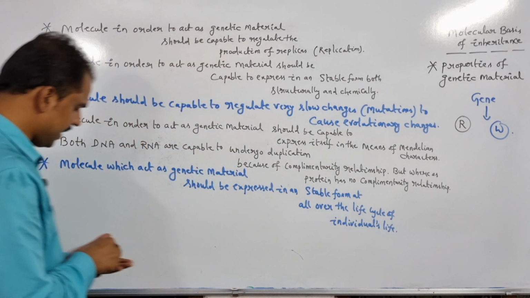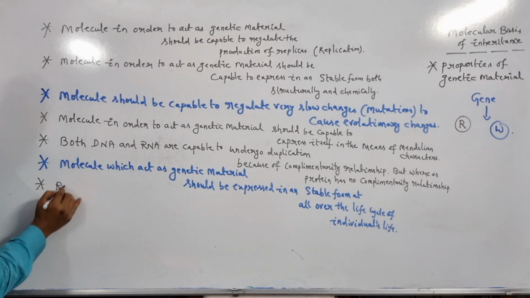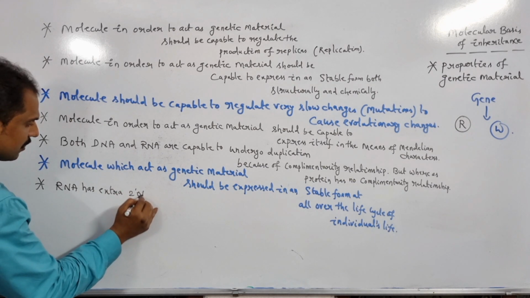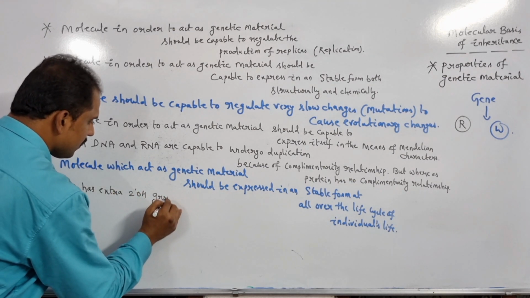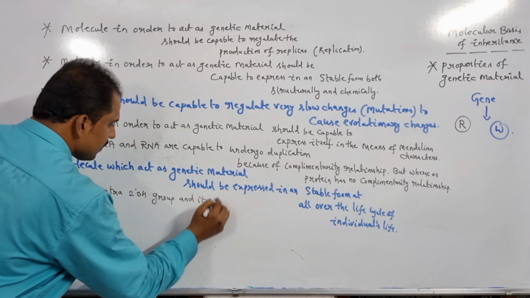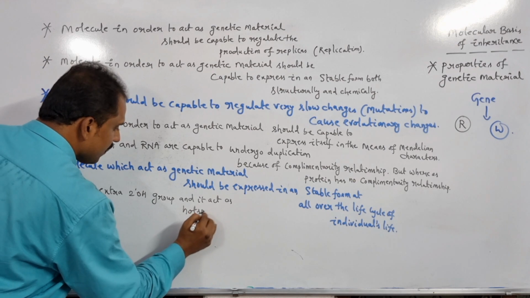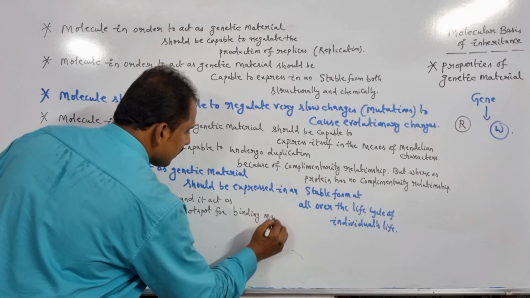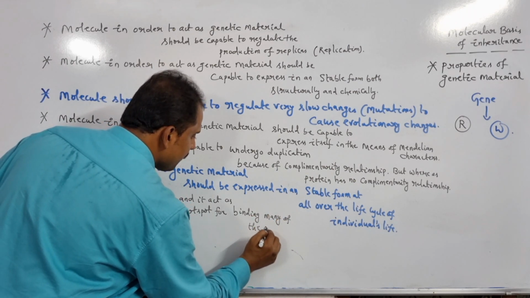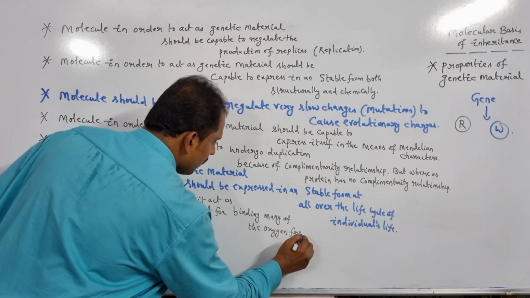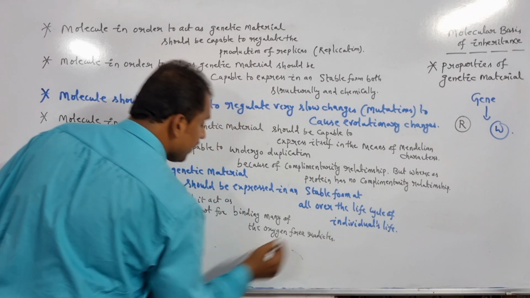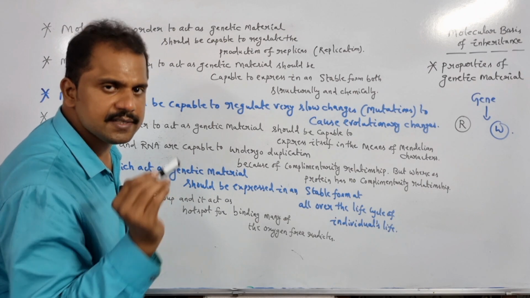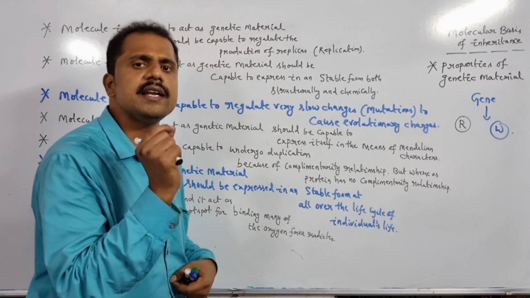Is it clear? So let me write it here. RNA has an extra hydroxyl group at the second position and it acts as a hotspot for binding many of the oxygen free radicals. So the reason why RNA is highly reactive and very less stable, whereas DNA is highly stable and very less reactive. So the reason why in the majority of living organisms, DNA is the genetic material.